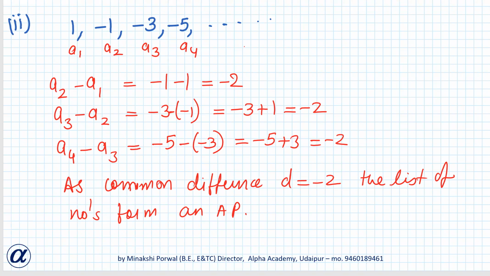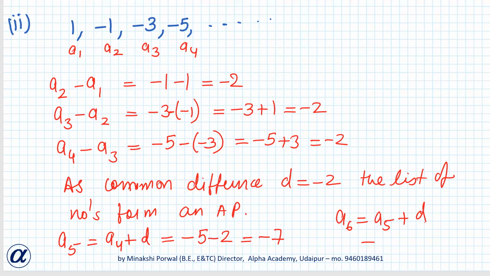After A4, A5 will be equal to A4 plus D. A4 is minus 5 plus minus 2. So that will be equal to minus 7. And A6 equals A5 plus D. A5 is minus 7 minus 2, that is minus 9. So the next two terms will be minus 7 and minus 9.